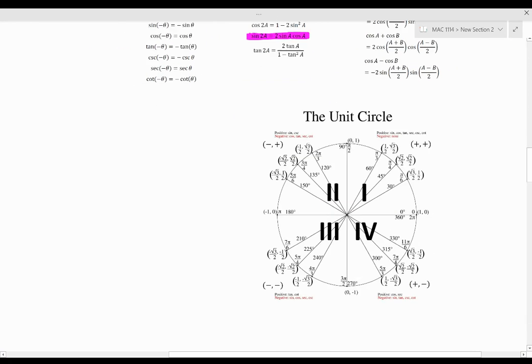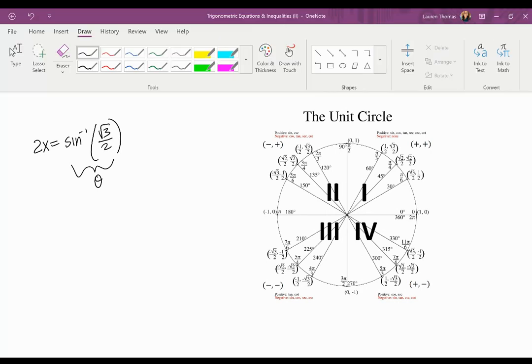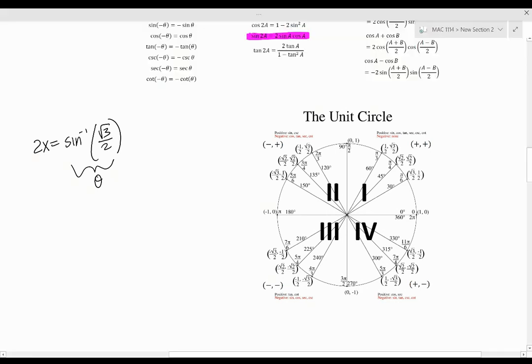All right, so if we're looking for angles that have a sine value of square root of 3 over 2, let's write that. So right now we have 2x equals sine inverse square root of 3 over 2. Right now we're looking for this part. We're looking for angles, or thetas, that will give us that, okay? So if we're looking for the sine, we're looking for angles that have a y value of that. So that's pi over 3 is one, and the other one is 2 pi over 3, okay?